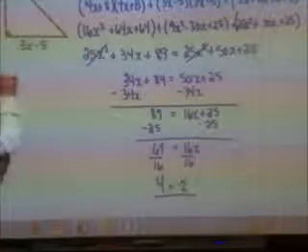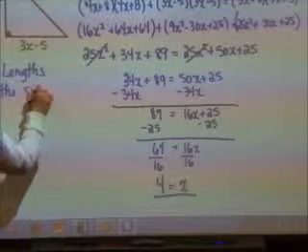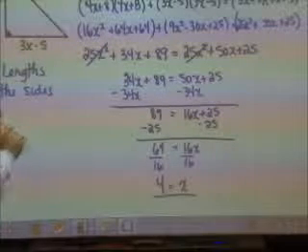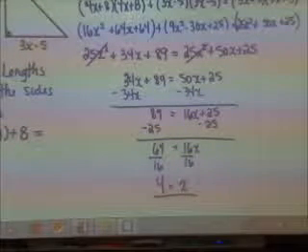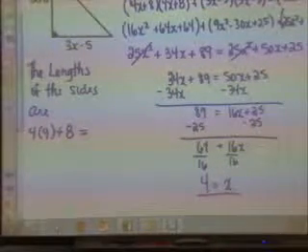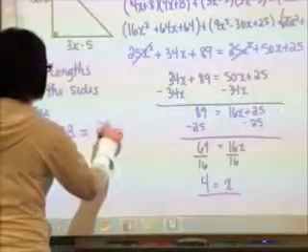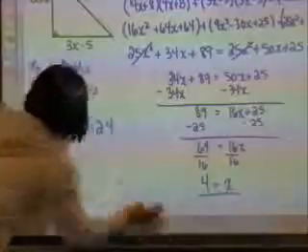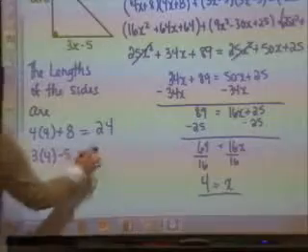Okay. So the lengths of the sides are. So I have 4 times 4 plus 8. What's 4 times 4 plus 8? 16 plus 8? 24. And then I have 3 times 4, or sorry, not plus, minus 5. What's 3 times 4? 12. And 12 minus 5 is 7.